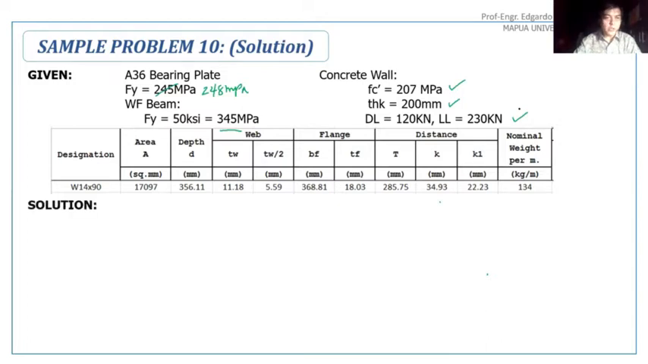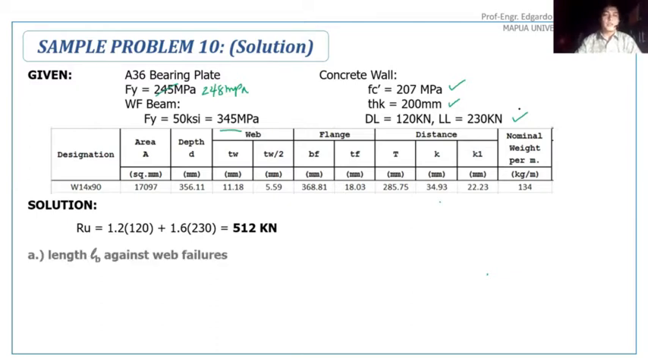Okay, for the solution, so design. So we will start with the length, the minimum length of the bearing plate required, and that is to address web failure. But before that, we have to solve first for the R sub u, that is the factored ultimate load on the support reaction coming from the 120 dead load and 230 live load. So we just need to factor it out. So we got 512 kilonewtons. So again, for the first part, we will be designing for the length against web failures.